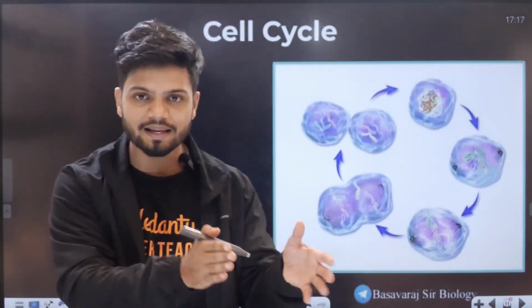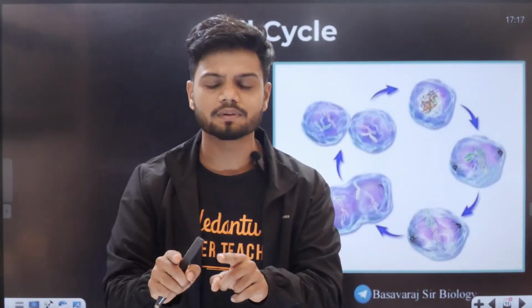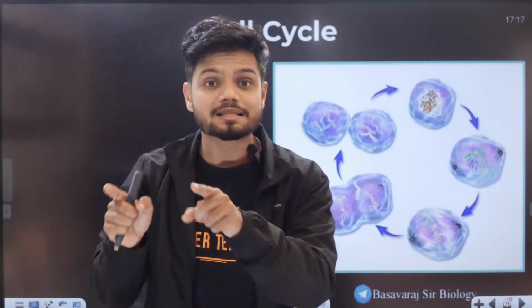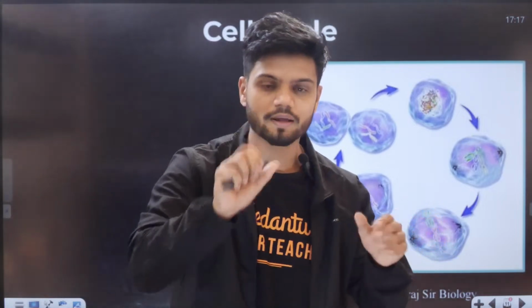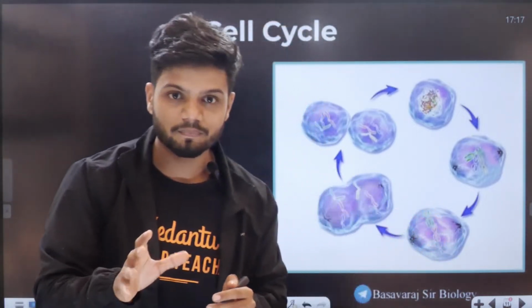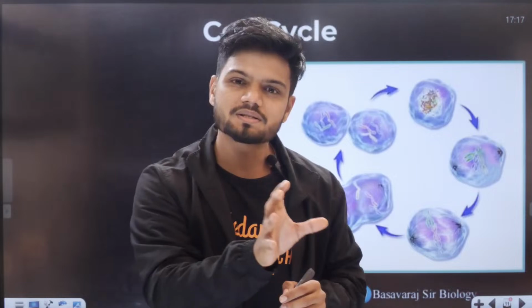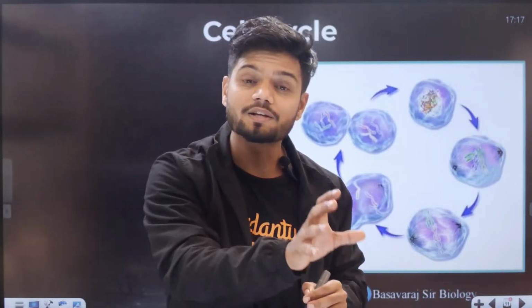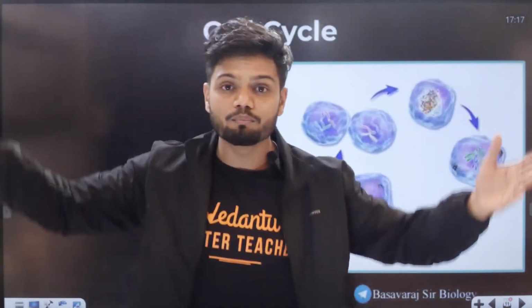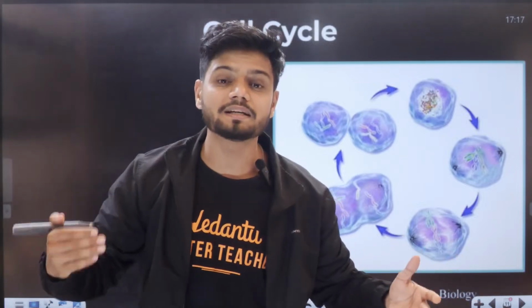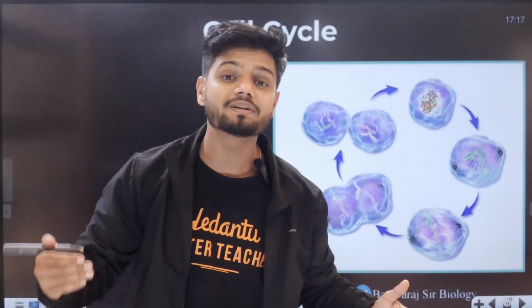Now, students, what exactly is the cell cycle? Are cell cycle and cell division the same? The answer is no. Because cell division is a part of the cell cycle. For example, a movie has action scenes, romance scenes. It also has some sad scenes. Movie is the entire thing, right? Cell cycle is the entire movie. A movie has multiple things in it, multiple different segments.